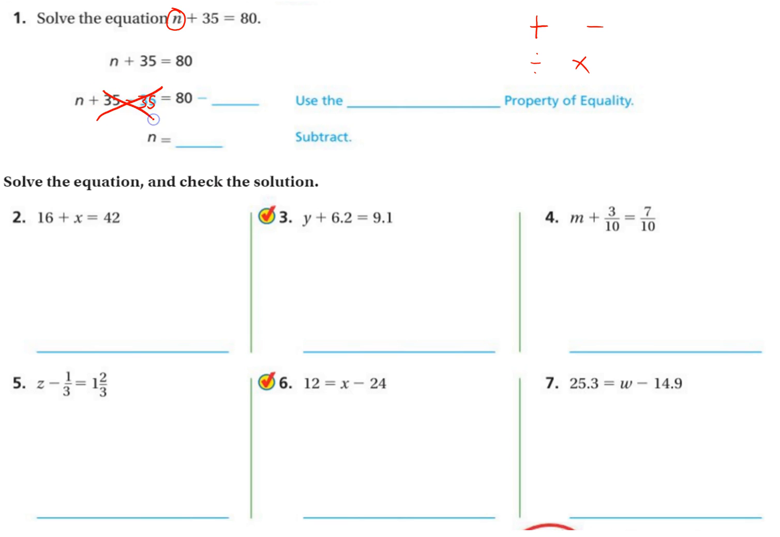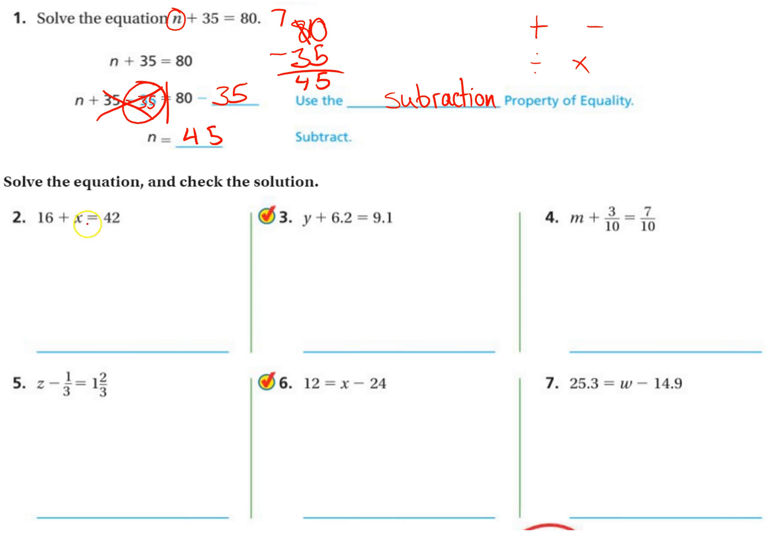That would cancel out those 35, but if we take away 35 from this side of the equal sign, we also have to take away 35 from this side. So to find out n, we have to do 80 minus 35. And we get 45. So we used the subtraction property of equality to solve that one. Okay, solve the equation, then check the solution.